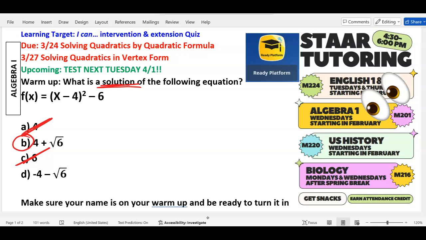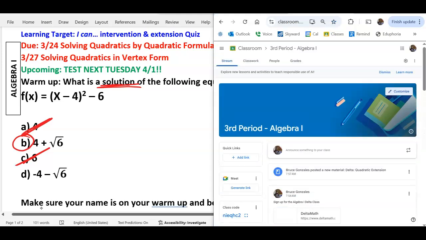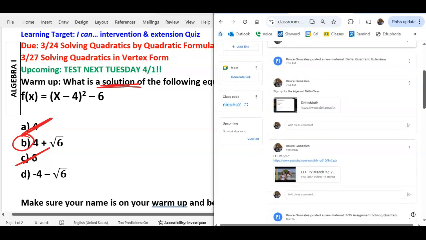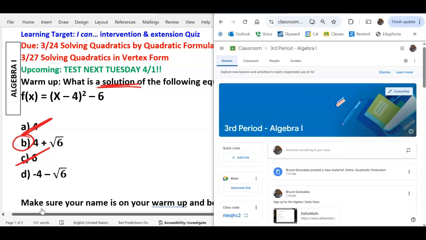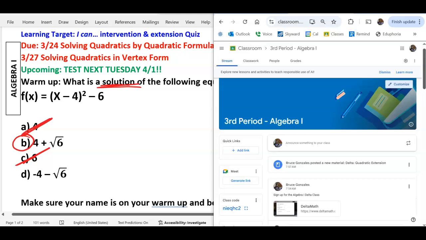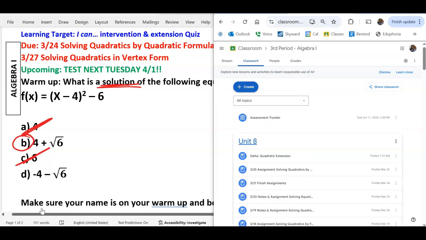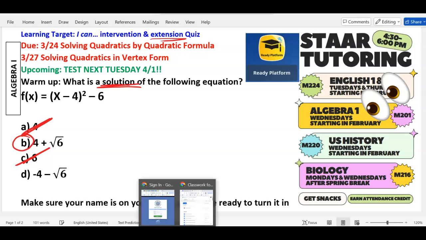But we also want to do some extension. Here's what I mean. If you go to Google Classroom, when I say extension, the extension is going to be on Delta Math. So if you look under your stream, I put a link to sign up for your Delta Math class. You have to actually click this, sign in with Google, click your name, your email, make sure you sign up for the Algebra 1 class in Delta Math, and you got to do this step first, I'm telling you, because it probably won't work if you go straight over here. But at the top of Unit 8, it says Delta Quadratic Extension. That is the extension I want you to do today.